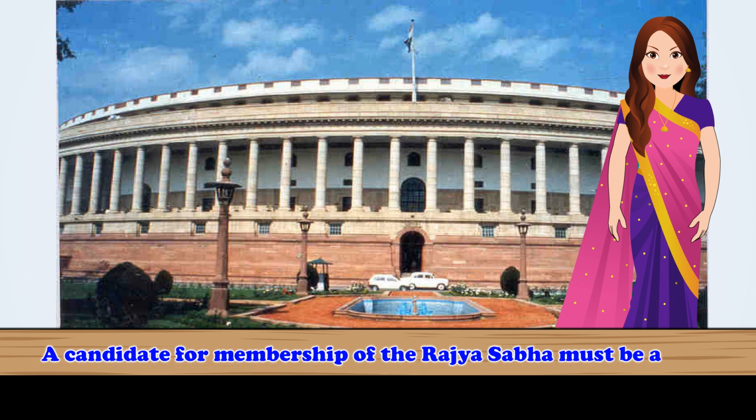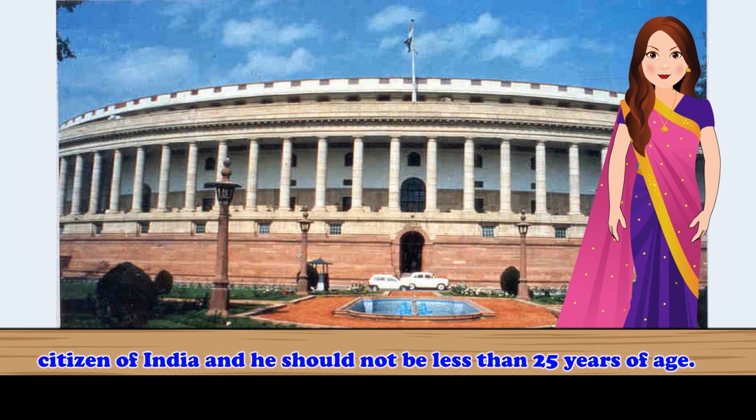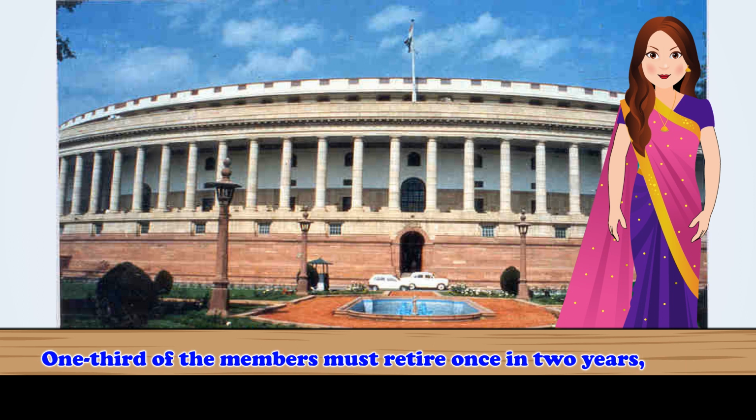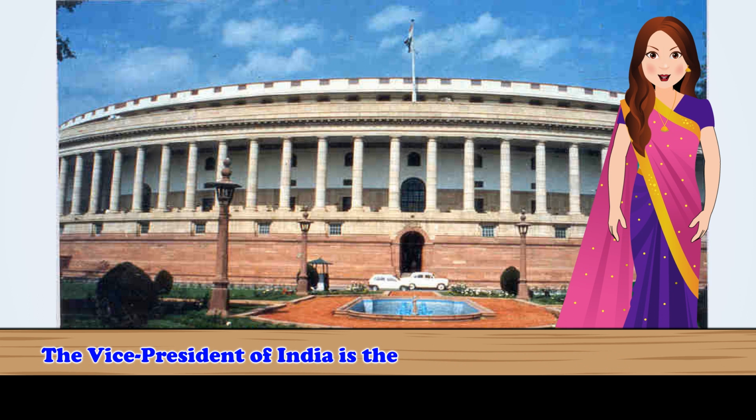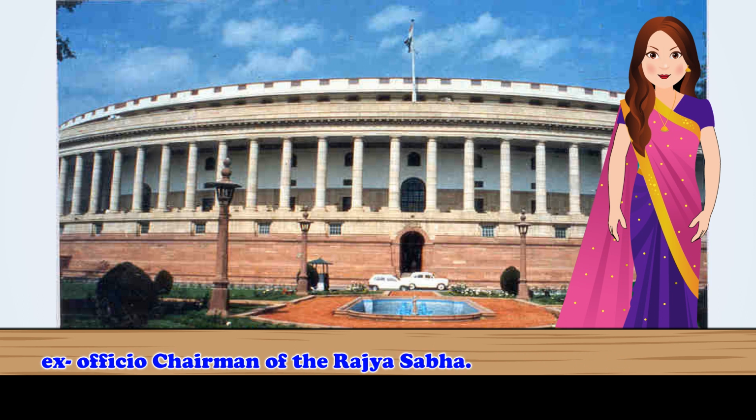A candidate for membership of the Rajya Sabha must be a citizen of India and should not be less than 25 years of age. 1/3 of the members must retire once in 2 years, and their places are filled by fresh election. The Vice President of India is the ex-officio chairman of the Rajya Sabha.